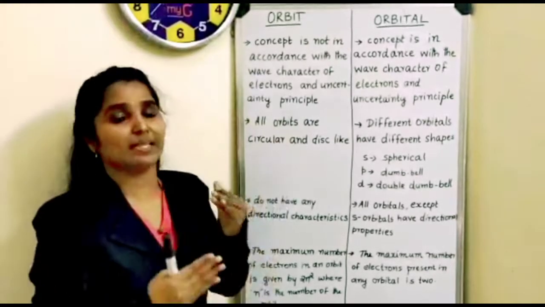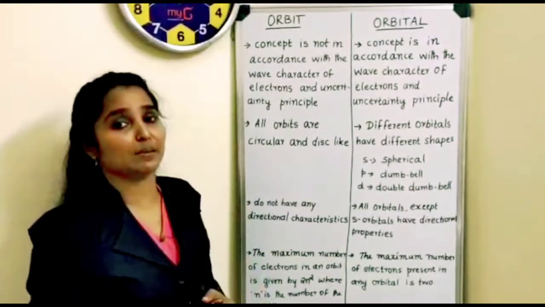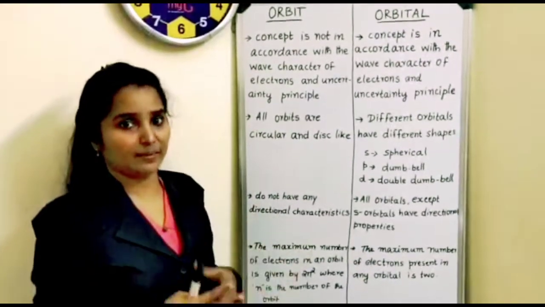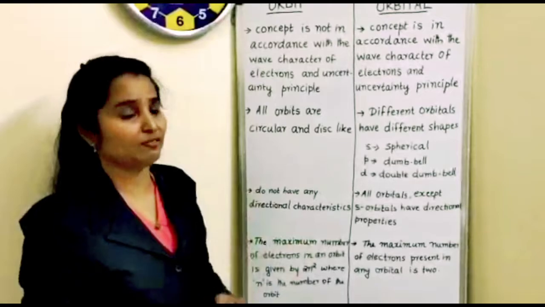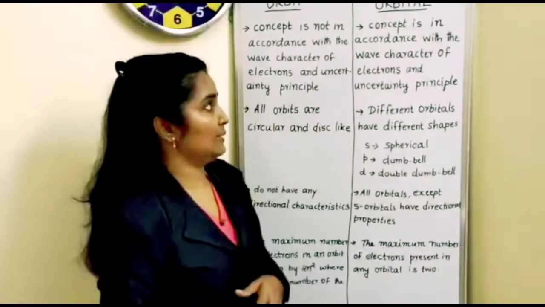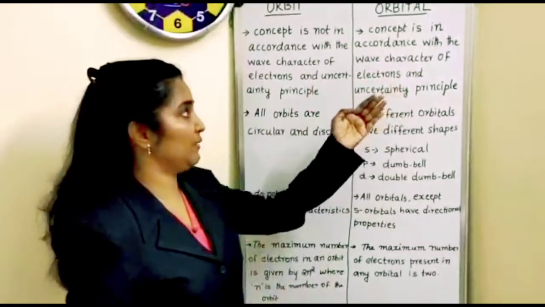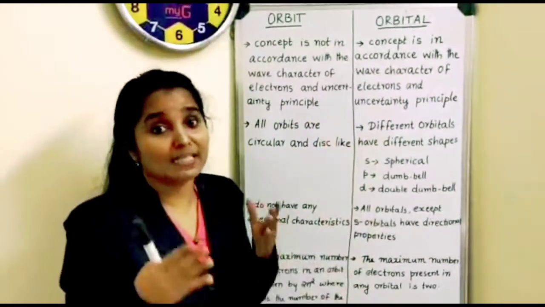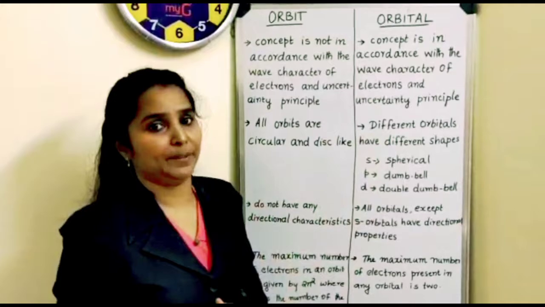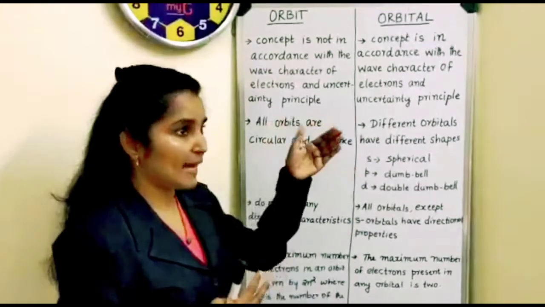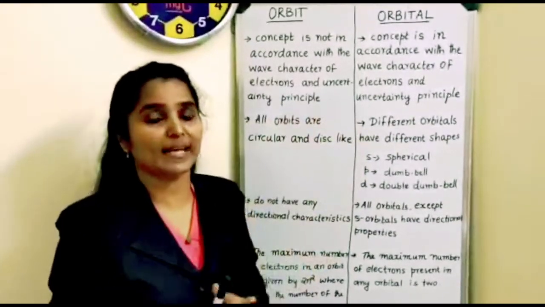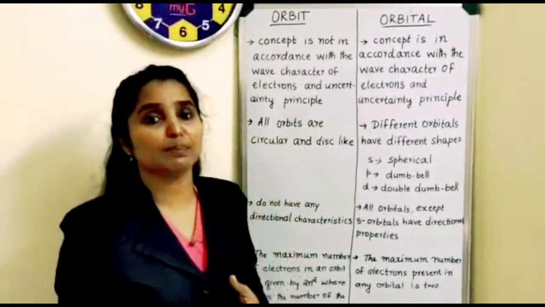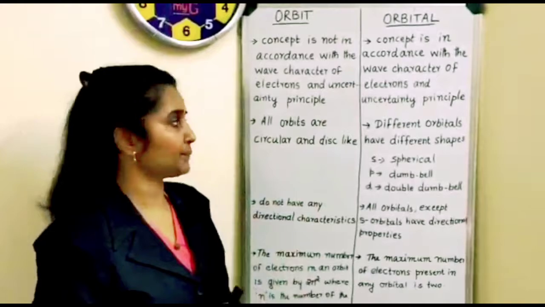So, it was not in accordance with Heisenberg's uncertainty principle, and it was not giving any idea about the wave character of the electron. But the orbital concept is in accordance with the wave character of electrons and the uncertainty principle. So, the concept of orbital could fulfill both the concepts, that is, the dual character of electrons, as well as the uncertainty principle put forward by Heisenberg.